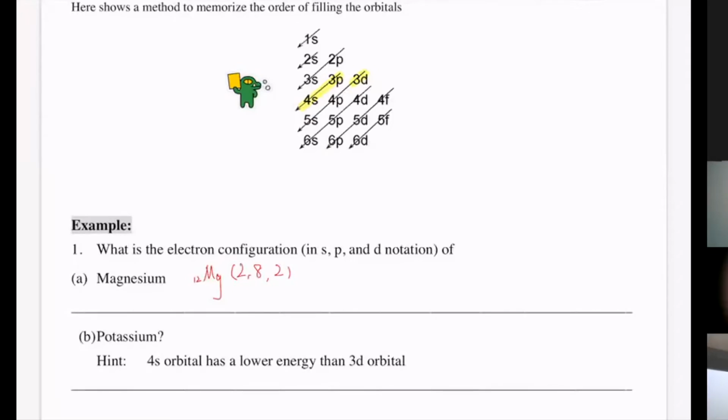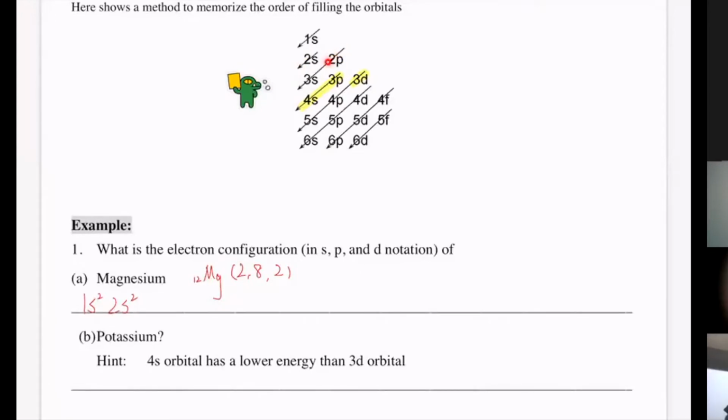Now we need to use SPD notation. So we're gonna follow the sequence and fill in those 12 electrons. For magnesium, I'm gonna write like this. We start with 1s. The 1s orbital subshell can hold 2 electrons, so we'll write like this. And after that, we go to 2s. The 2s orbital, again, 2 electrons. And then the 2s orbital is fully filled, and we move on to the 2p orbital.